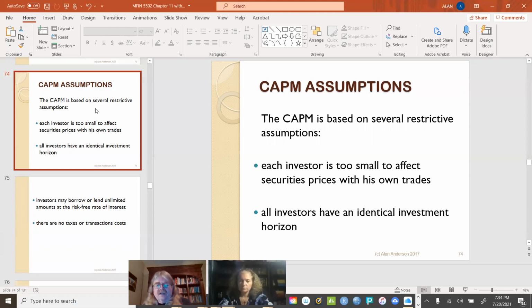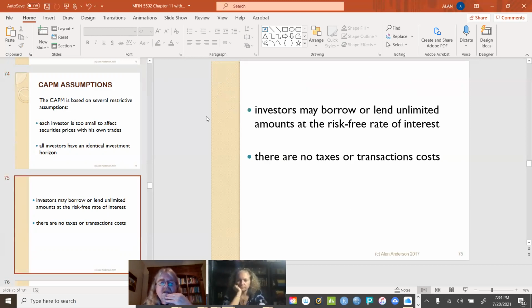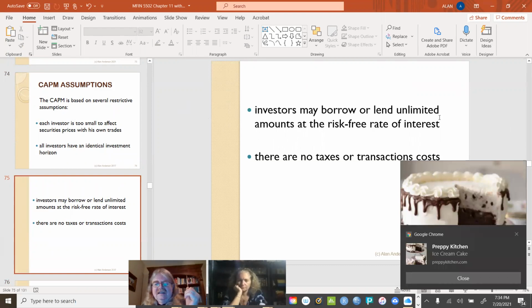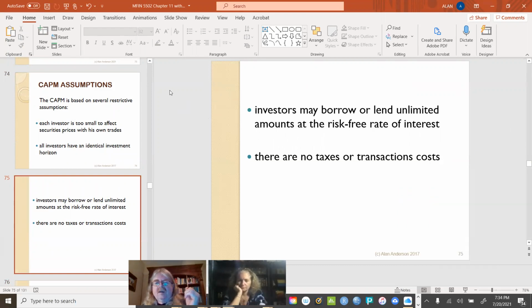We all have an identical investment horizon. In other words, we're all looking to a certain point in the future. So when we buy stocks, for example, it's because we want to retire at a certain point in the future. Now, here's a fun one. We can borrow or lend unlimited amounts at the risk-free rate of interest. Ooh, if only that was true. Imagine if we could borrow $1 million at the treasury bill rate. Well, I think we'd all be borrowing our brains out, that's for sure.